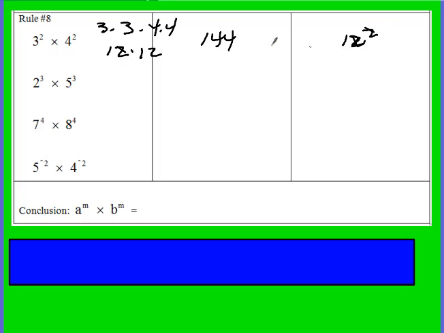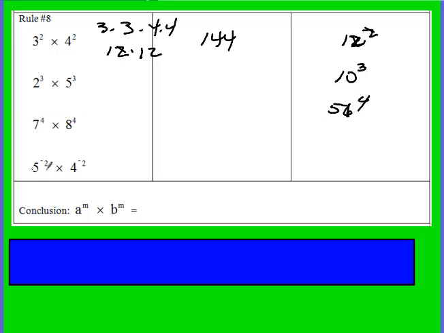So with that in mind, what did I do over here in order to get 12 to the 2nd power? Well, we just take our bases and we multiply them together. 3 times 4 is 12, and we keep our exponent. So what would happen in this one? I would take the 2 and the 5, I'd multiply those together, and I would keep the exponent. So that would be 10 to the 3rd power. So what about 7 to the 4th and 8 to the 4th? Good. 7 times 8 is 56. And I would keep the 4.